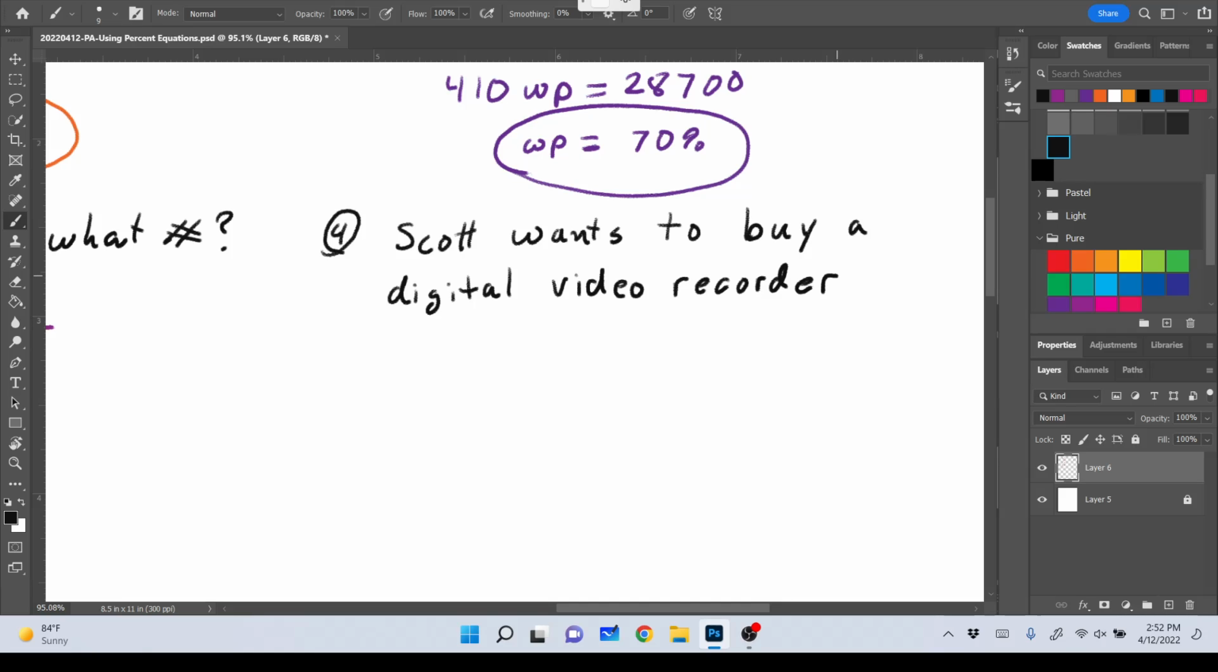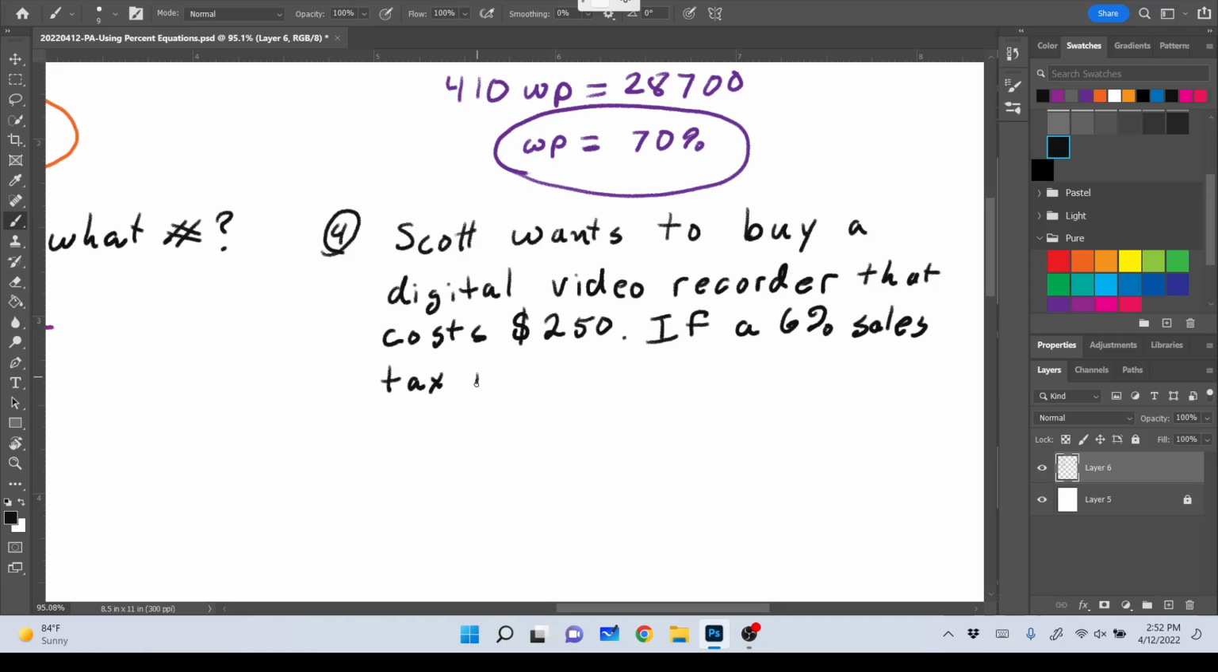True facts. That costs 250 dollars. If a 6% sales tax is added, what is the total cost?